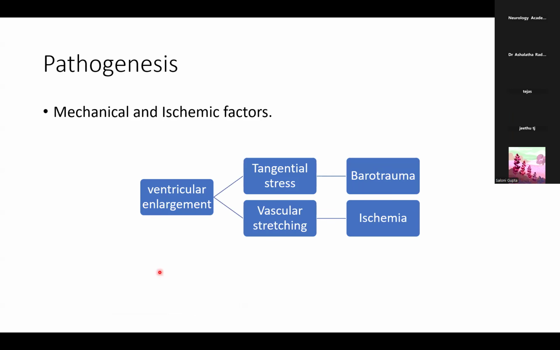The pathogenesis involves mechanical and ischemic factors. There is a ventricular enlargement caused by tangential stress and vascular stretching. The high pulse pressure leads to local barotrauma, due to the tangential shear stress. It has been postulated that the purpose of the shunt is to add additional capacitance to the system, which increases the perfusion and not to decrease the pressure, because the pressure here already, as the name indicates, is normal.